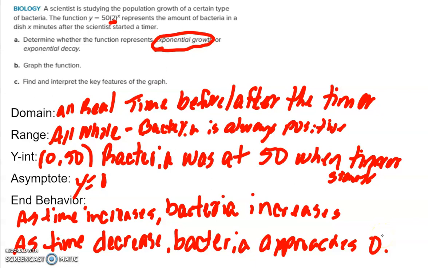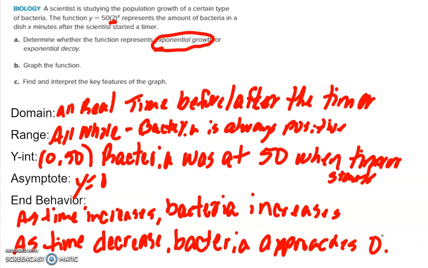Now the domain and range, those are going to vary based on the word problem. So you have to think, when you're talking about the x coordinates, are there limitations? So in this one, there is no limitation for the time, because they're saying the time is before and after the timer starts. So that means it could be any number, positive and negative. The range, there is limitations. It can't be negative numbers, so it's always going to be a positive whole number.